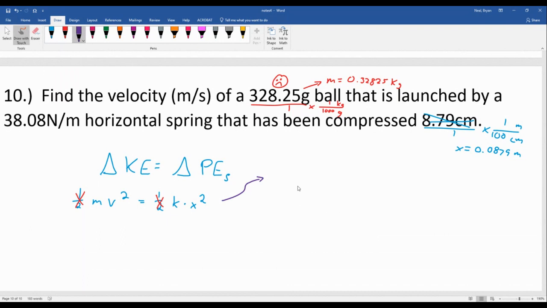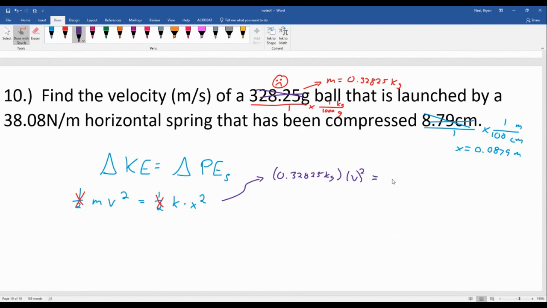If we start plugging stuff in now, I'm trying to scratch out the things that have changed so we don't accidentally use them for something else. But the mass is 0.32825 kilograms. It says find the velocity. So here v squared is the thing we're looking for. So I'll put v squared outside the parentheses to keep a better indication of what we're trying to find.